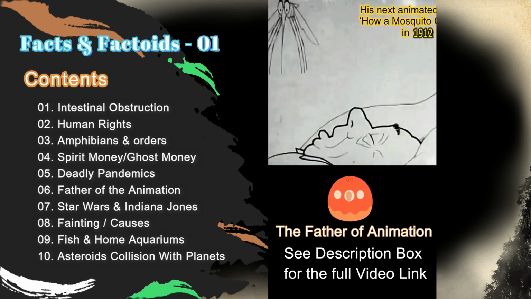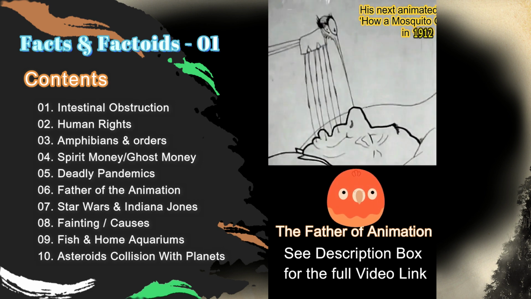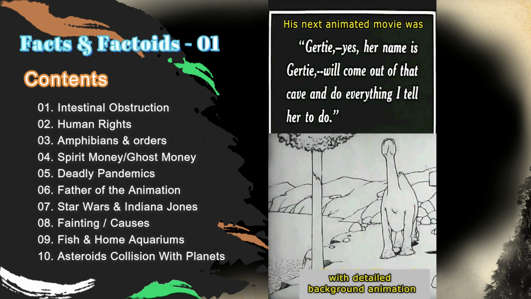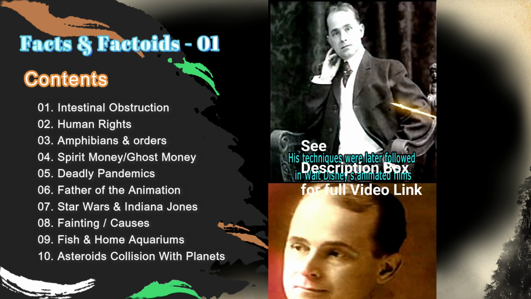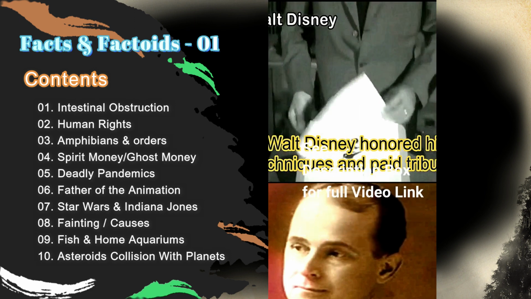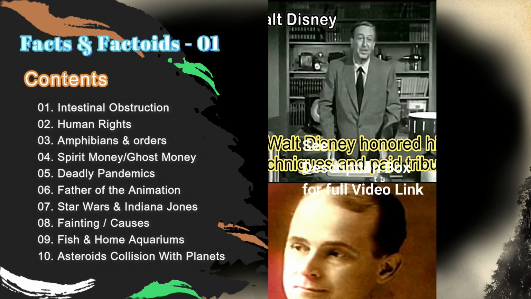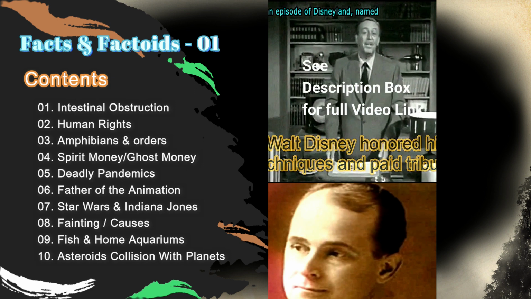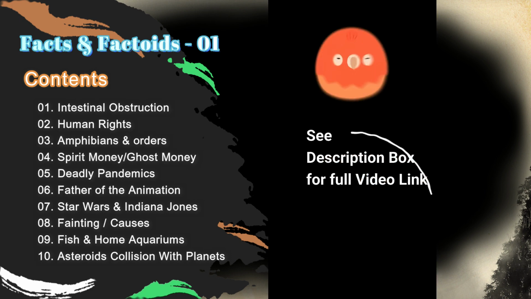He released his second animated movie, How a Mosquito Operates, in 1912. His next animated movie was Gertie the Dinosaur. His techniques were later followed in Walt Disney's animated films. Walt Disney honored McKay's techniques and paid tribute to McKay in 1955 on an episode of Disneyland named The Story of Animated Drawing.